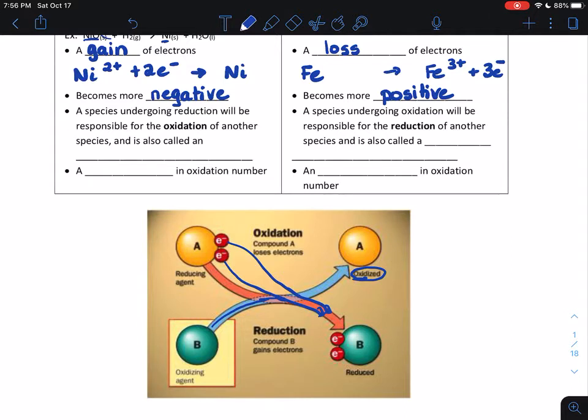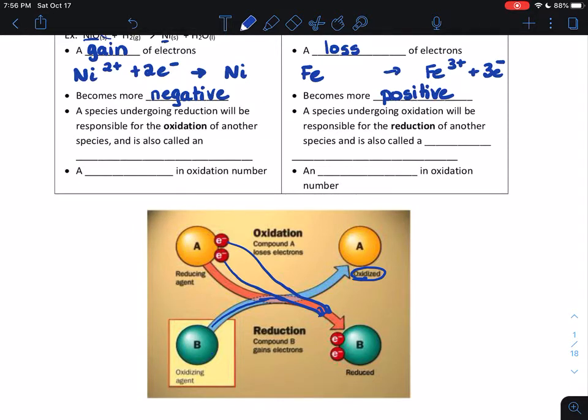So think about an agent as someone, for example, that acts on behalf of someone else, that helps somebody out, like an agent for an actor, helps that actor land jobs. Think about it this way as well. Substance B, by undergoing reduction, is helping substance A become oxidized, so it's an oxidizing agent. Substance A is undergoing oxidation, but in the process of being oxidized, it's helping another substance become reduced. So it is a reducing agent.